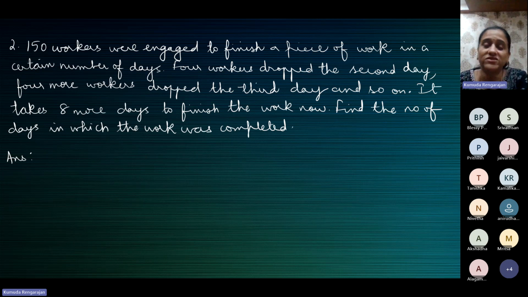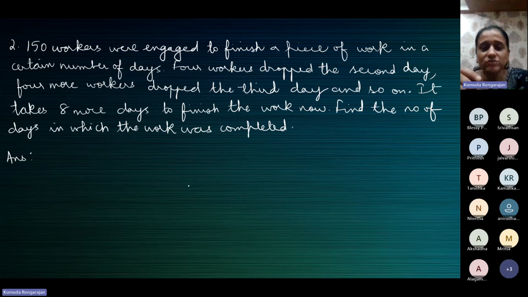4 workers dropped the second day. So first day, all of them turned up. Second day, 4 workers dropped. Third day, 4 more workers dropped. And like that it goes on. So 4 workers keep dropping every day. Now what happens? The work is delayed by 8 days. So it takes 8 more days to complete the work now. It should have been completed in n days. Now it takes n plus 8 days.